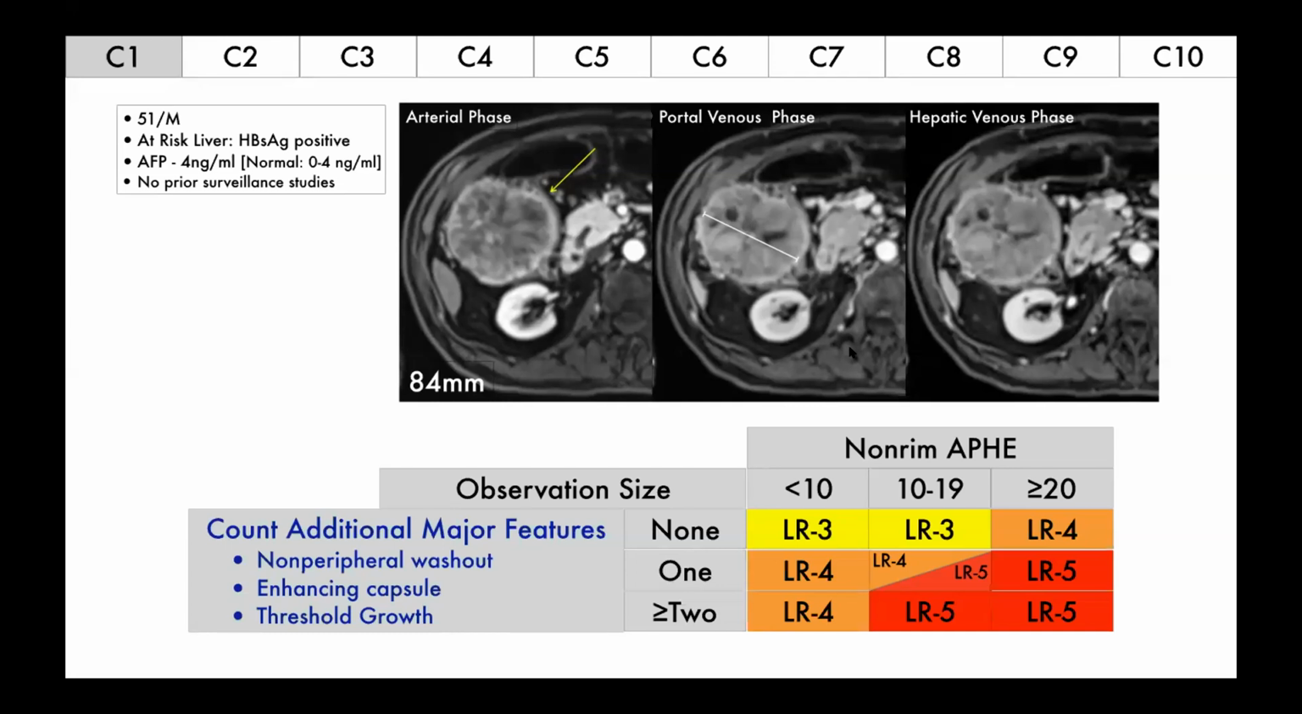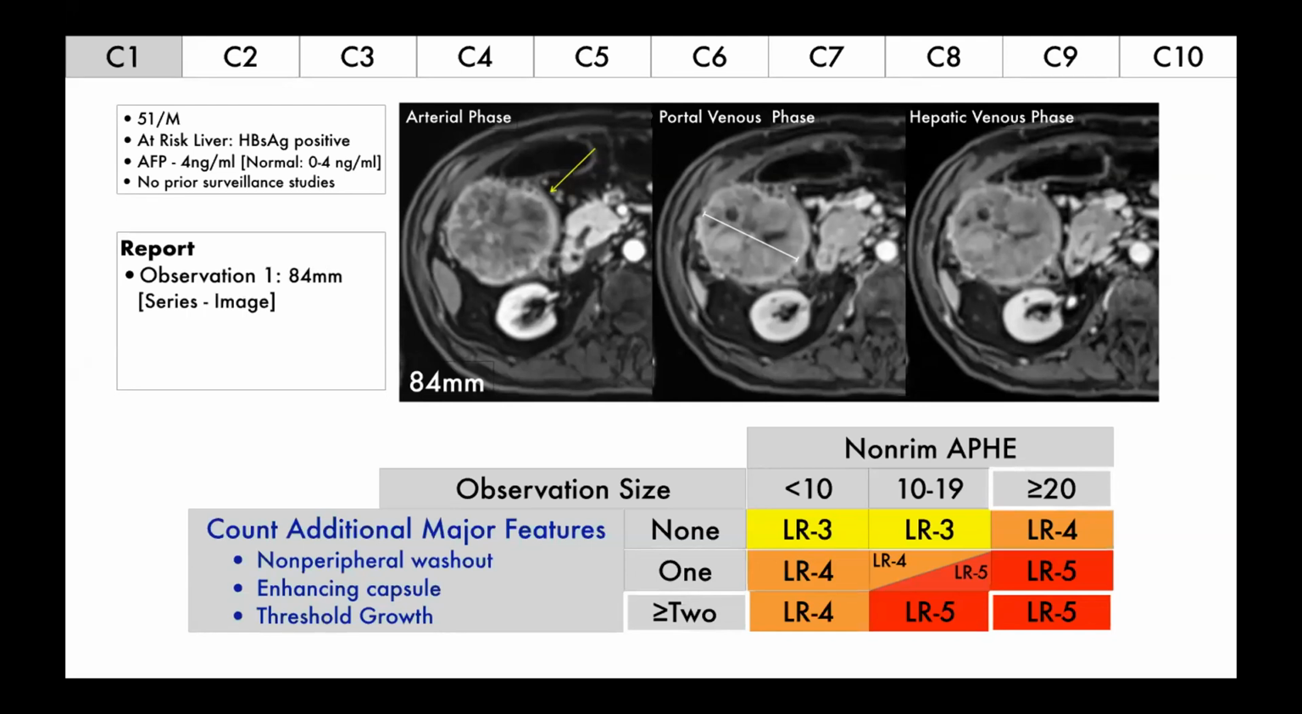So when I have 5 features, which is non-rim AFI greater than 20 with the remaining 4 features of enhancing capsule and washout, I would just fit it into the algorithm, and this would fit into a classic LR5 observation. When I'm reporting this, I don't report it too fancily by reporting the T2 characteristics or the T1. I just report that there's an 84 millimeter observation showing a particular pattern of enhancement and washout with or without a capsule. This represents an LR5 observation.